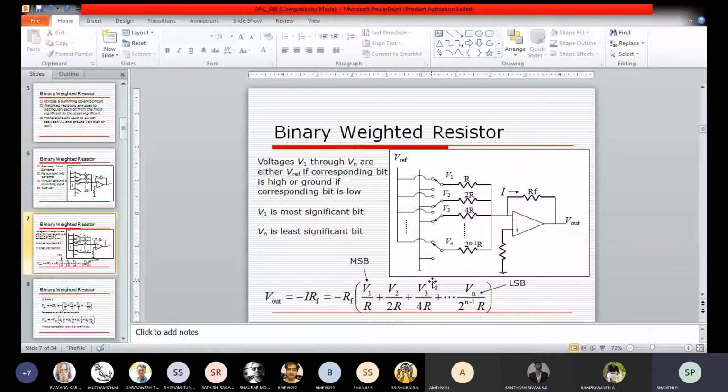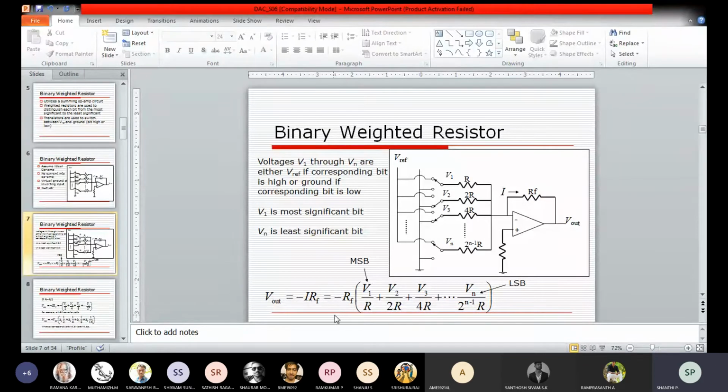So, the binary weighted resistor has voltages V1, V2, V3 up to Vn. Here resistor R is connected to the V reference signal, so V1 gets its voltage from the reference. V2 and V3 are connected at 0 potential, so we connect them to 0 only, feeding the inverting terminal. Vn, with resistance of n, is connected to the V reference signal. So it depends upon these connections.